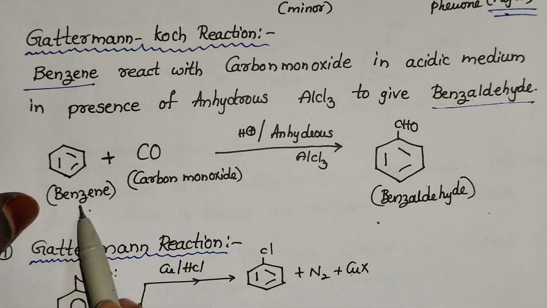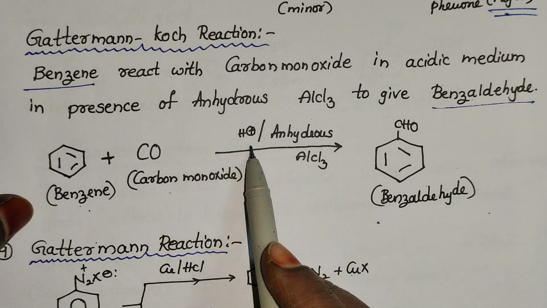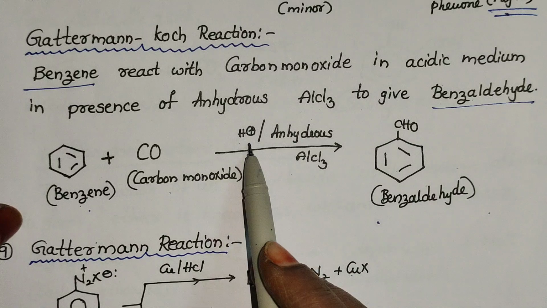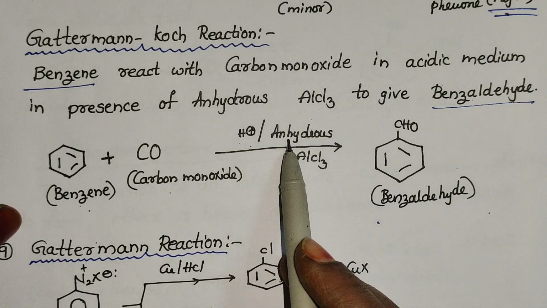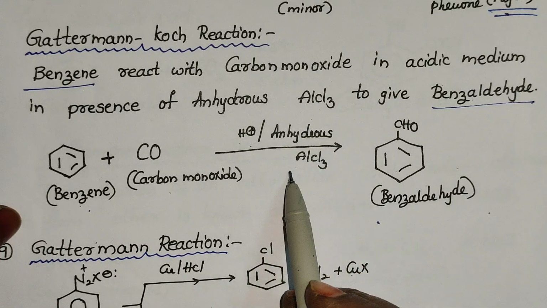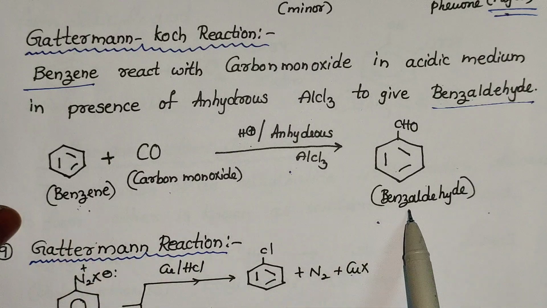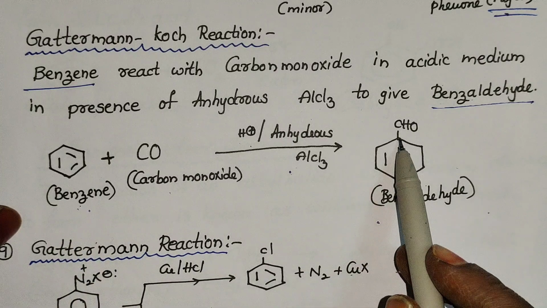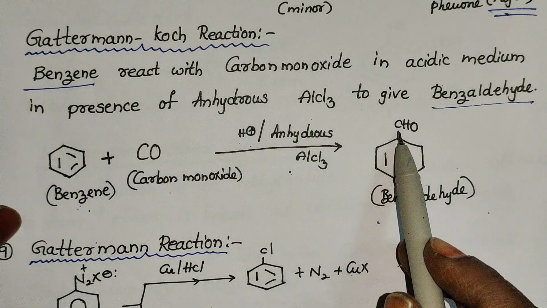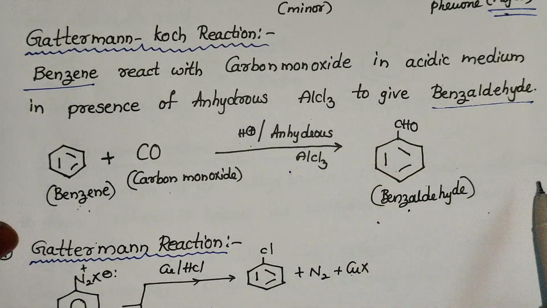Benzene reacts with carbon monoxide in the presence of acidic medium, which is why we keep the H+ symbol, nothing but HCl. Anhydrous means waterless, so AlCl3 is used. Then benzene is converted into benzaldehyde. On the benzene group, one of the hydrogens is replaced with the aldehyde group, which is why it is known as benzaldehyde.